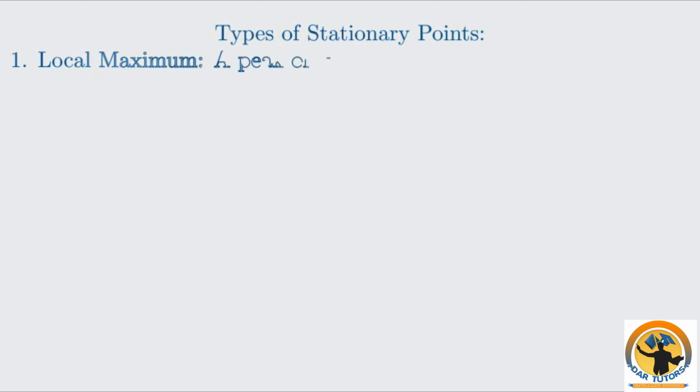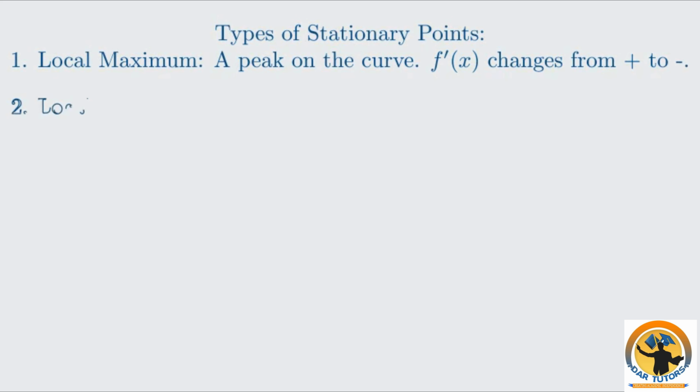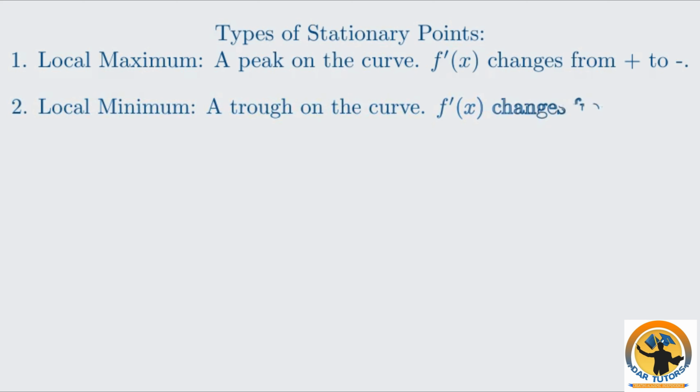There are 3 types of stationary points we need to be able to classify. First, a local maximum. This is a point that is higher than all other points in its immediate vicinity. The function increases before it and decreases after it. Second, a local minimum. This is a point that is lower than all other points in its immediate vicinity. The function decreases before it and increases after it.